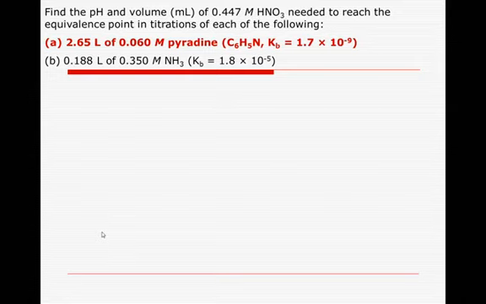Okay, we're going to work through a couple of titration problems where we are at the equivalence point. Being at the equivalence point is the most challenging of the titration problems. So we're going to work a couple of them.